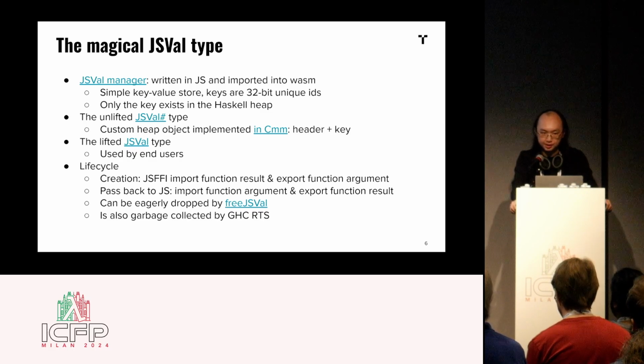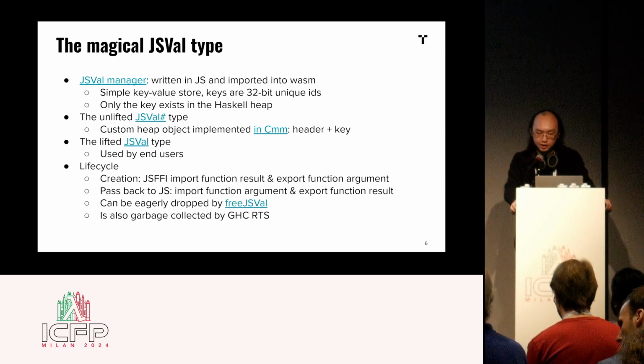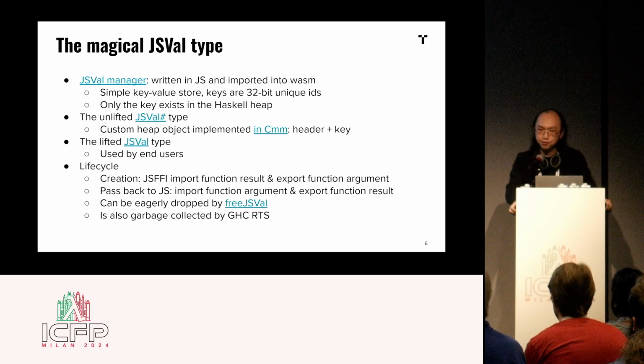And how can we create and destroy the JS val values on the Haskell heap? The creation is when you work with a JavaScript import function, and then the import function can return a JS val, and then you have a JavaScript value in the Haskell heap. And it also works the other way around. If you export a Haskell function to the JavaScript world, then you can specify JS val as the export function arguments, and then JS val can be introduced into the Haskell heap this way. And the JS vals in the Haskell heap, they can be eagerly dropped by free JS val.